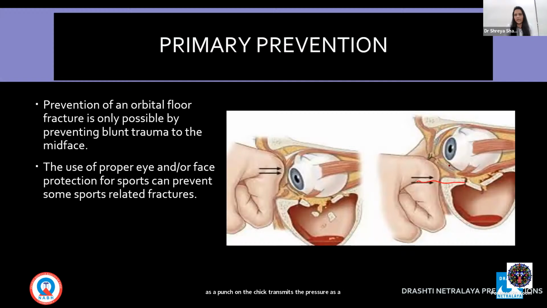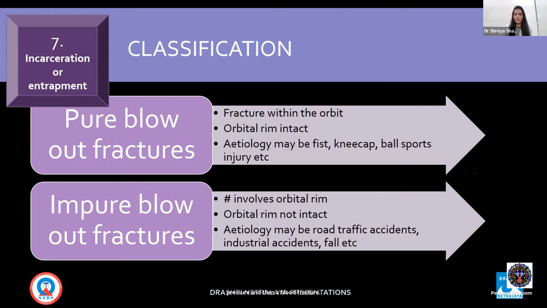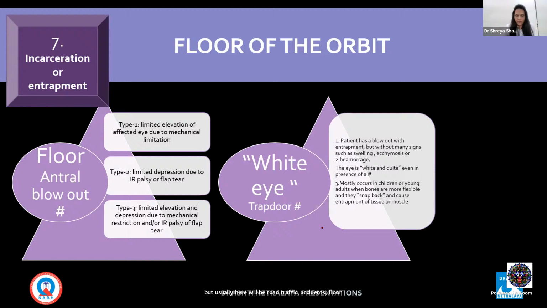So whenever there is muscle incarceration, whenever there is a blowout fracture, it could be a pure blowout fracture or an impure blowout fracture. When it is pure, usually the orbital rim is intact. In impure, the orbital rim is not intact. Etiology can be a ball or sports injury, but usually it will be road traffic accidents. Floor blowout fractures can be type 1, type 2, type 3, we'll see all, or Y-type blowout fractures.